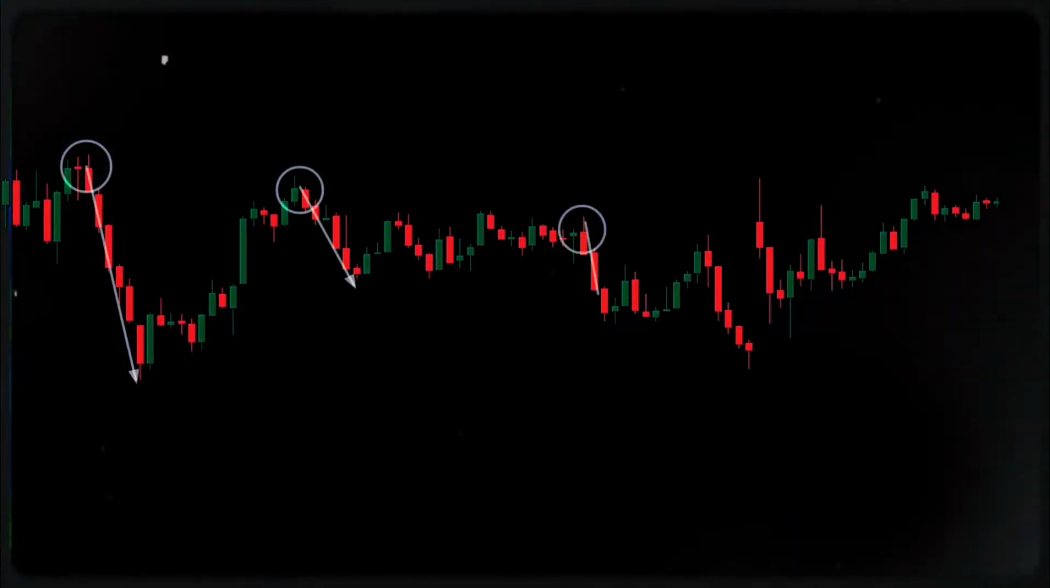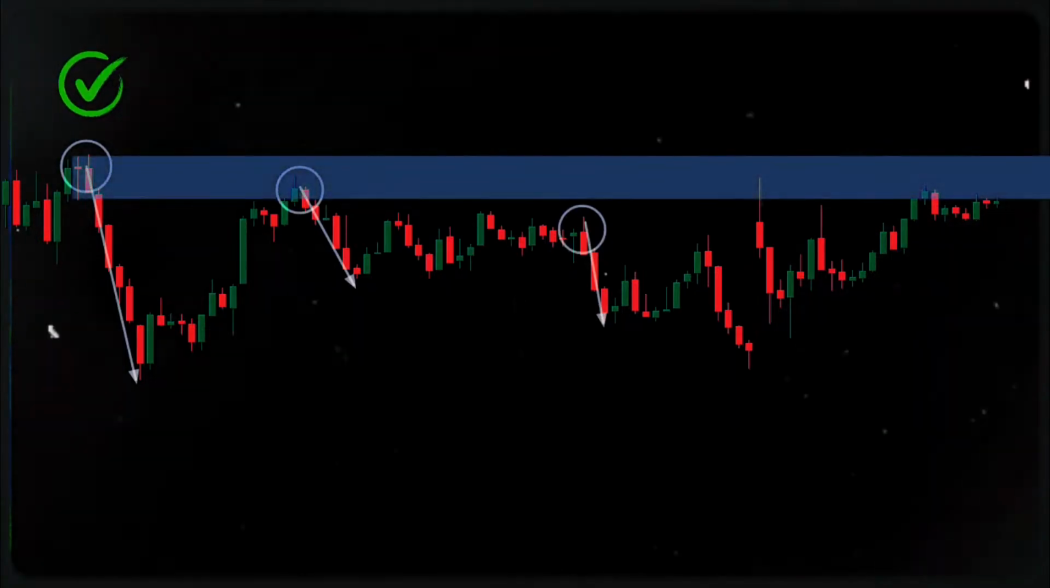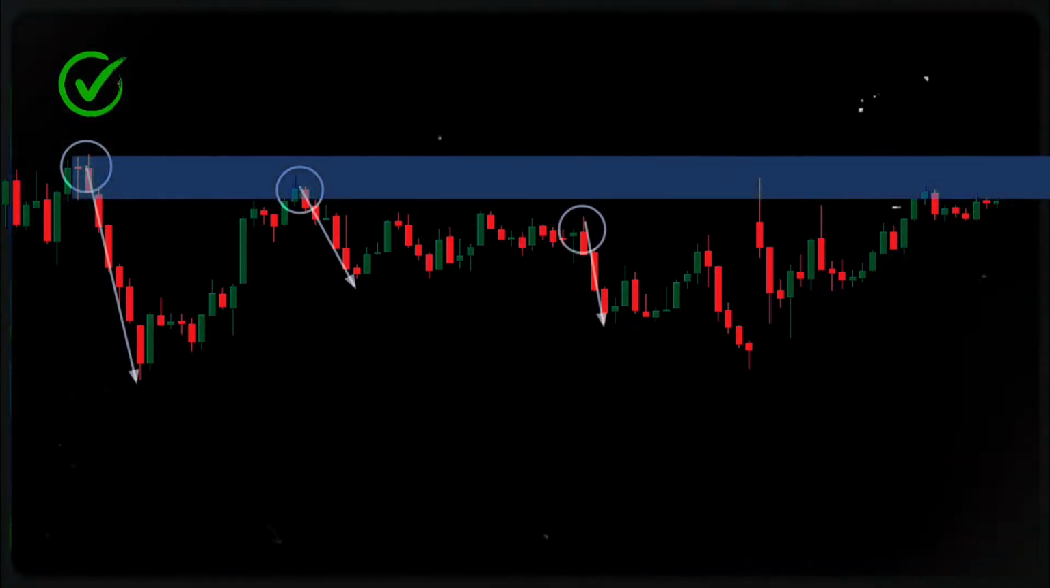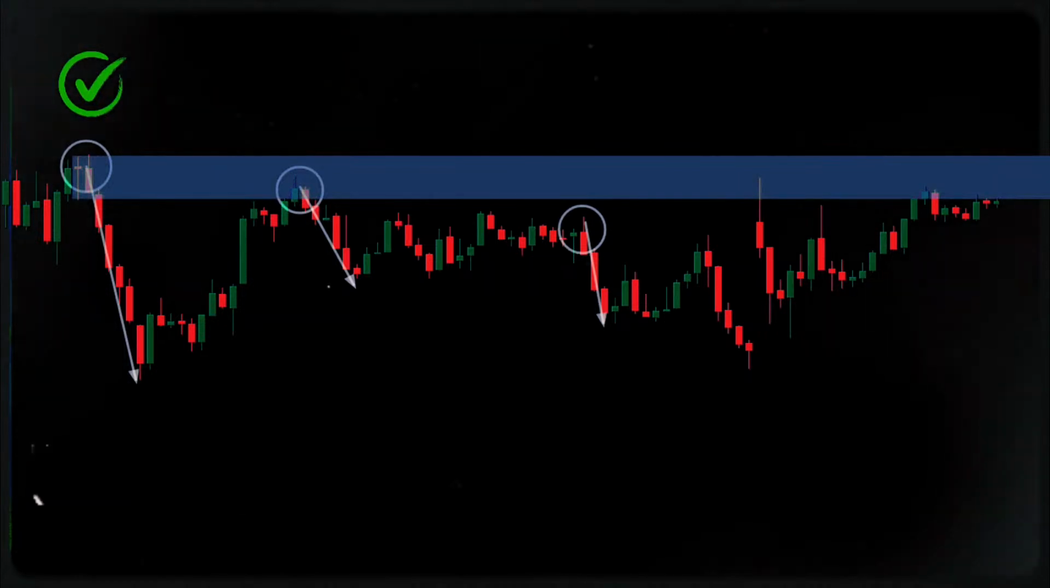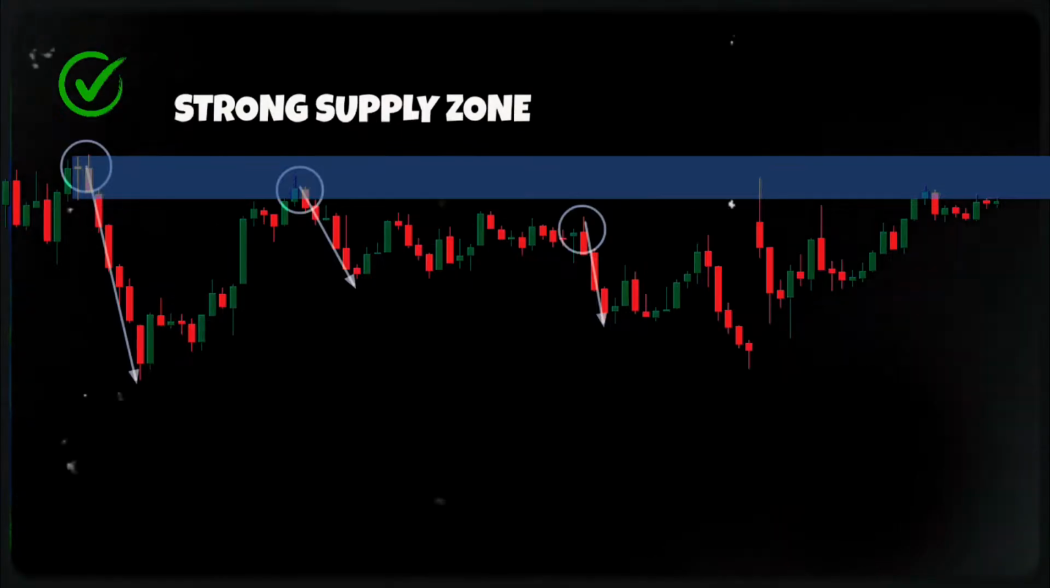One more rule. The more times price revisits a zone without breaking through it, the weaker it becomes. Fresh zones, where price has not yet returned, carry the highest probability. Always prefer the fresh zone over the tested one.